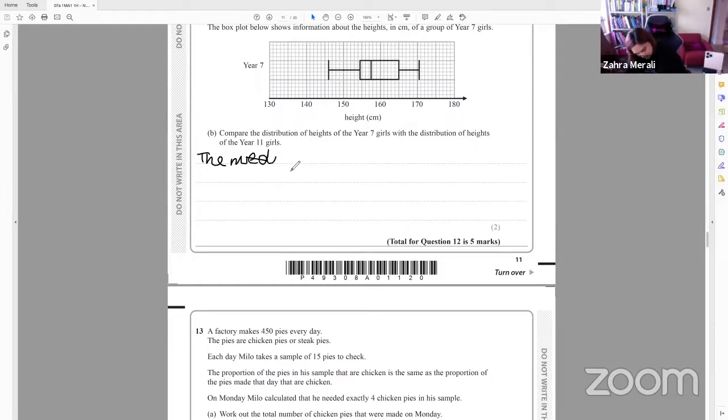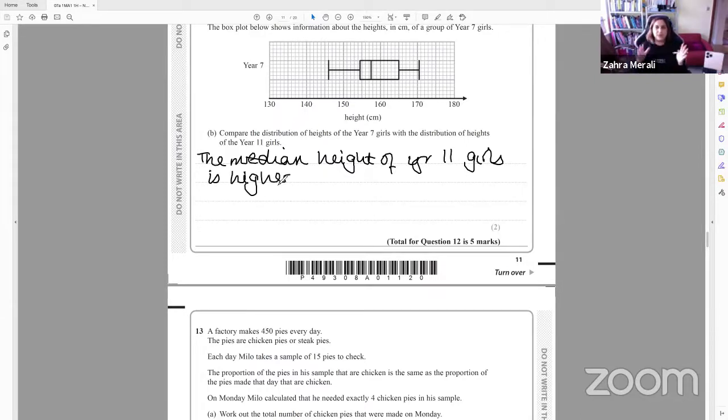Okay, the median height of year 11 girls is higher. And then the other thing that you always talk about is, if it's a mean and a standard deviation question, you talk about the mean. If it's a median and an interquartile range or median question, you talk about the median.